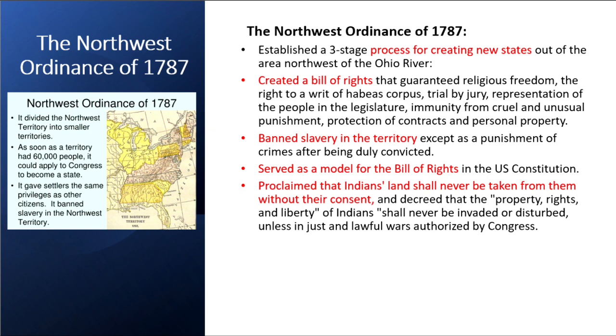Exactly. The Northwest Ordinance's Bill of Rights was a direct inspiration. So these ordinances weren't just about dividing up land. They were setting the stage for some of America's most fundamental values and principles. It's amazing to see how these early decisions had such a lasting impact. So we've got the blueprint for westward expansion. But what about the government itself? How do they actually get things running in this brand new nation?